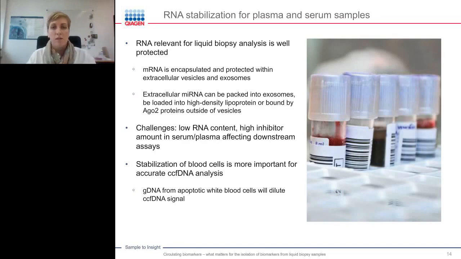For DNA, the story is a little bit different, because when cells undergo apoptosis, they release gDNA from their nucleus, and this gDNA is diluting the cell-free DNA signal that you would be interested in a liquid biopsy context. So stabilization of blood cells is very important for cell-free DNA analysis. It's less of a concern for RNA analysis from liquid biopsy samples.